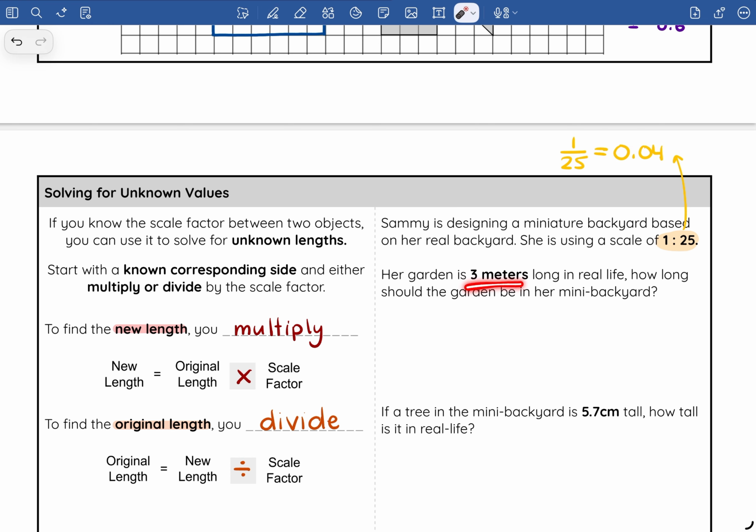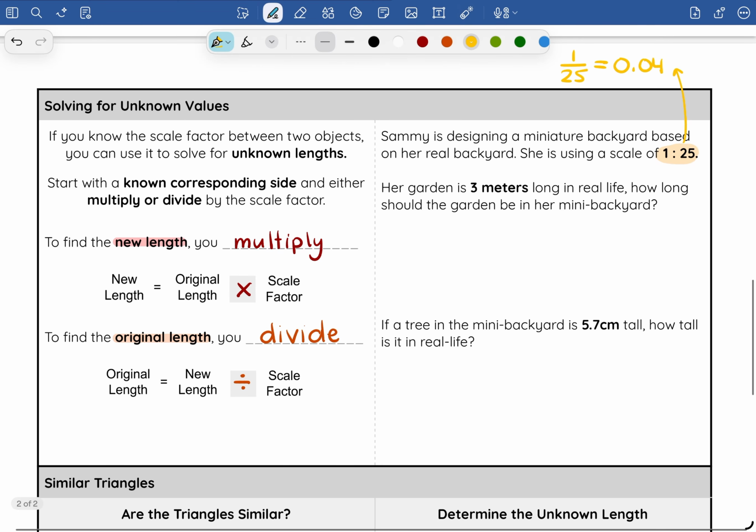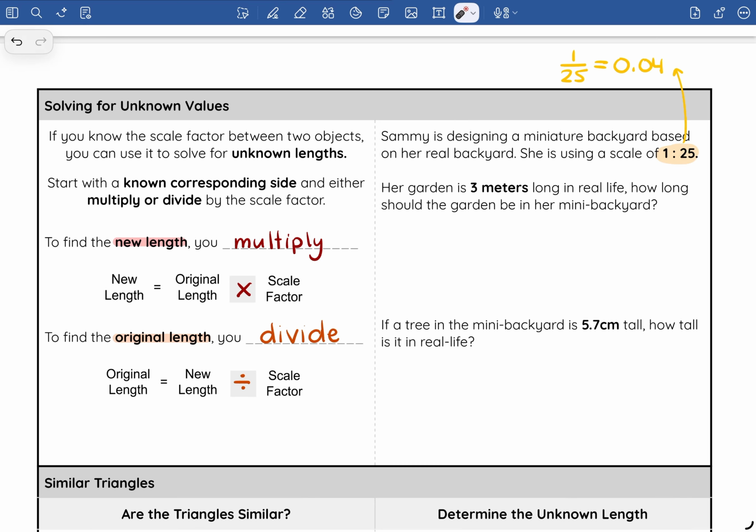So if her garden is 3 meters long in real life, how long should the garden be in her mini backyard? And so what we want to think is, because we're finding her new value, her scaled down new one, the new one means we have to multiply. So we will take her original backyard size, which is 3 meters. We will multiply it by the scale factor, 0.04. And we'll see what we get.